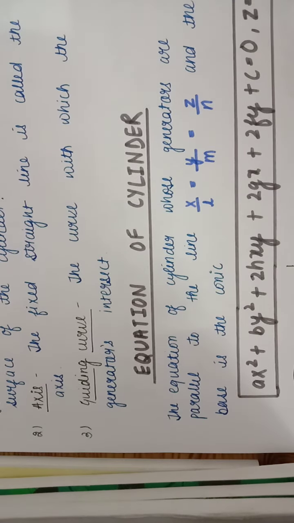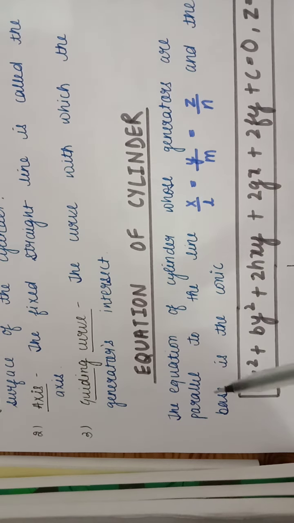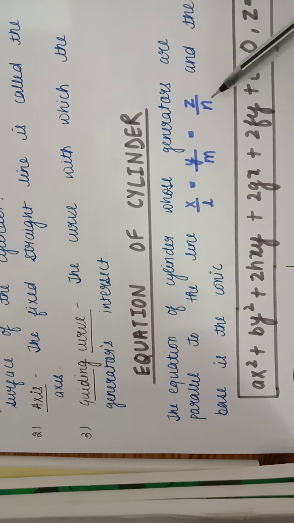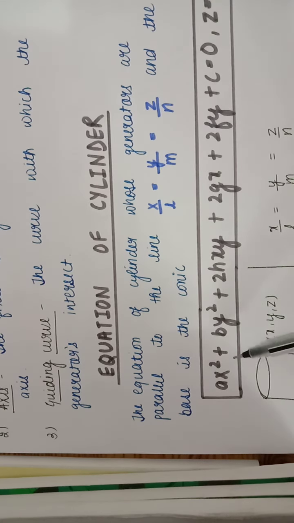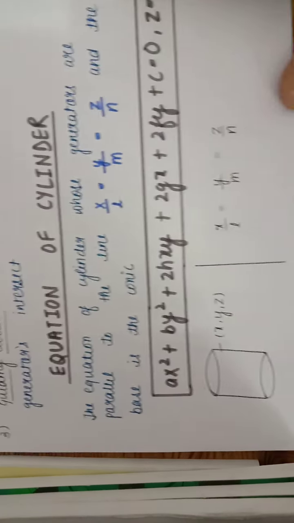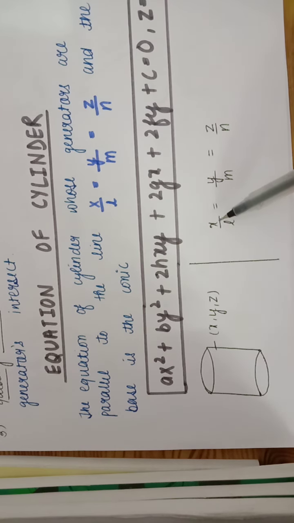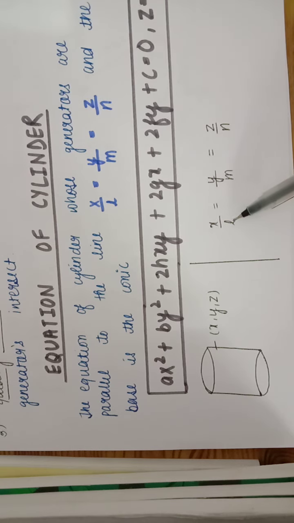Next, we know the equation of the cylinder. The equation of a cylinder whose generators are parallel to the line x/l = y/m = z/n, and the base is the conic, is ax² + by² + 2hxy + 2gx + 2fy + c = 0, and z is also 0. This is the cylinder whose direction cosines are x/l = y/m = z/n.